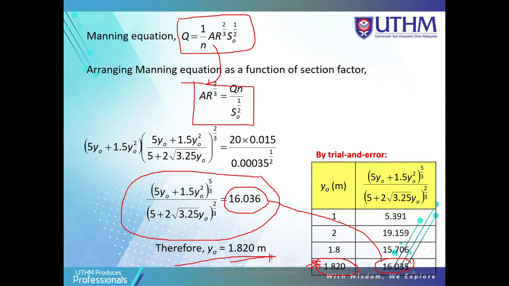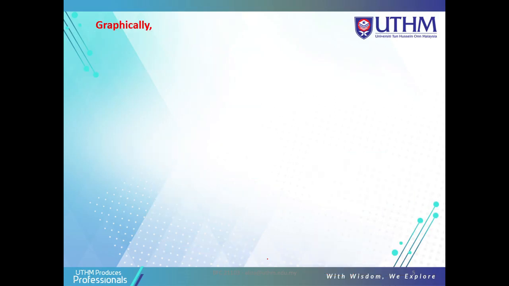So when we use trial and error, we use this method. Just assume first y naught is 1, and see what value you get in this row, until you get a value equal to the value here. Then you stop at this part and you get the y naught. So this is by trial and error.